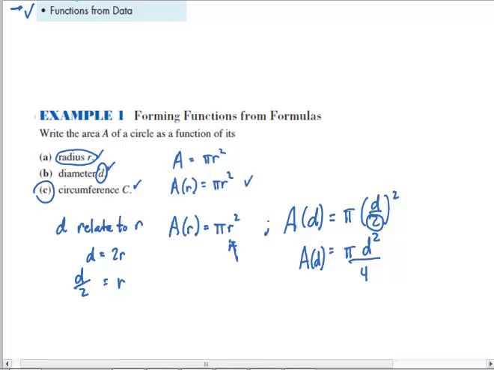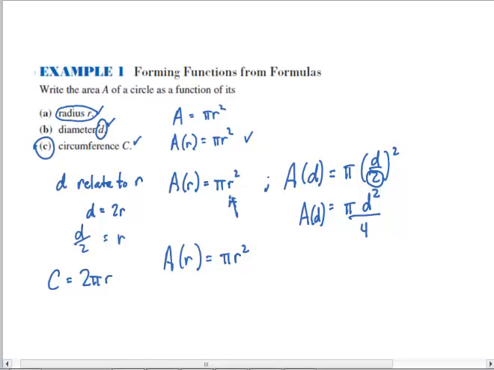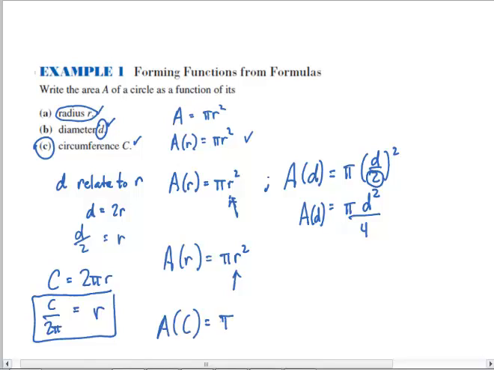The last part is they want us to write area as a function of circumference. So area as a function of circumference might be a bit trickier. So let me just start out with what I remember. Area as a function of radius is pi r squared, and I have this formula that I'm always given for circumference. Circumference is 2 pi times the radius. So if I solve again for the radius equals circumference over 2 pi, I can plug that value in for my radius here.